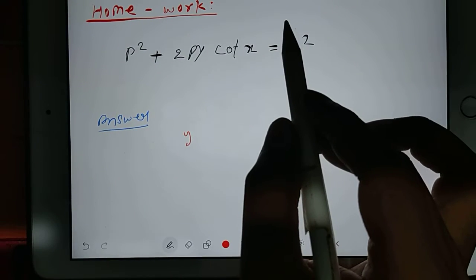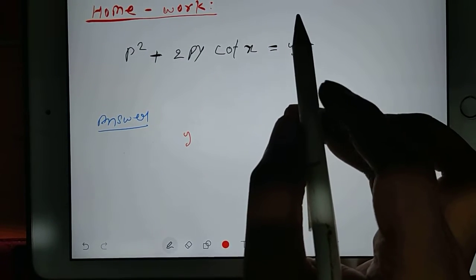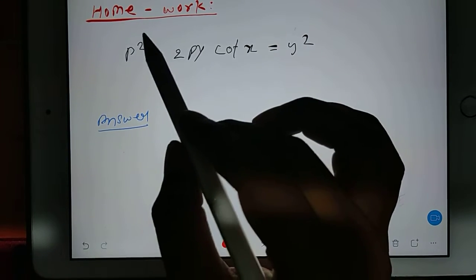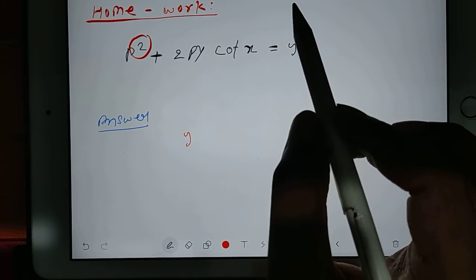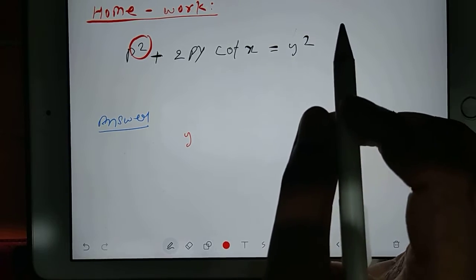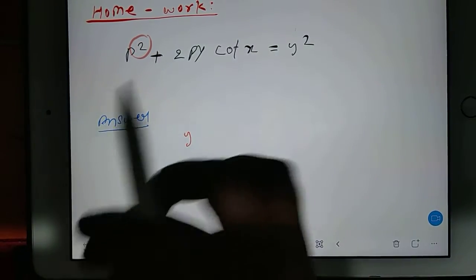Actually, the solution depends on what kind of question we are getting. Suppose here you have two order, right, Vedant? So you are getting different solutions. If your order increases, the number of solutions will increase.